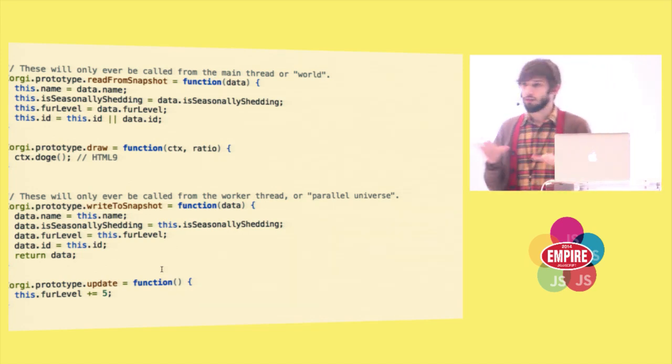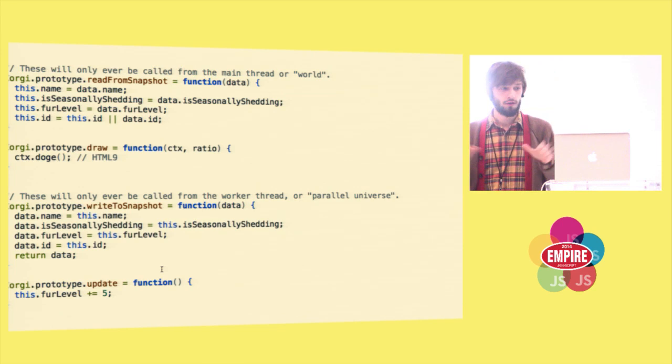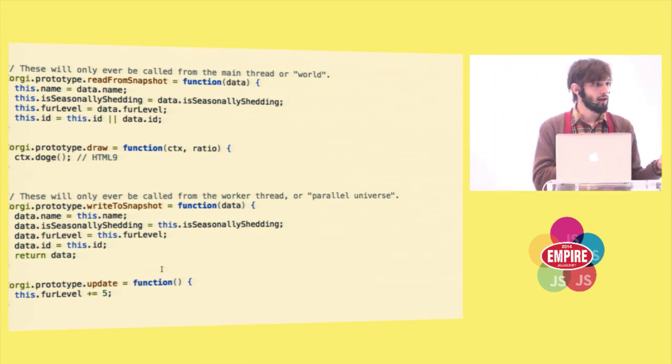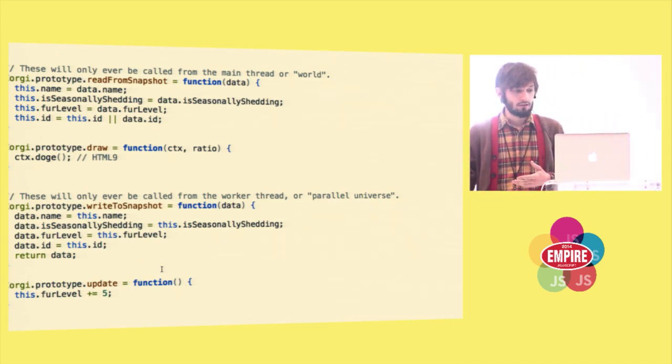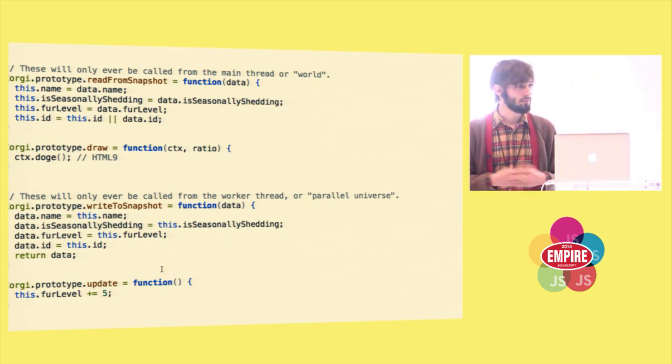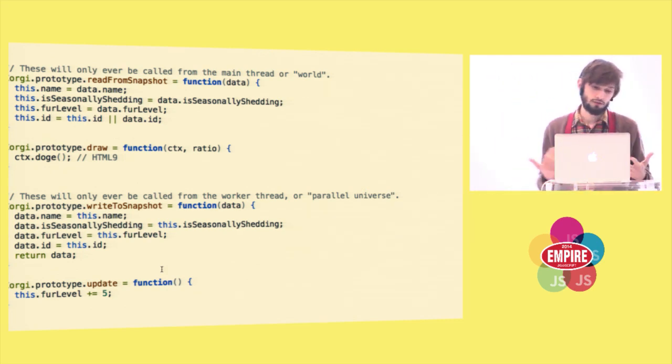And then each of these is basically only going to be called from one of the threads. The main thread, which is doing rendering, is really just a read-only thread. So it reads the data in, and then it draws. The worker thread is calling write to snapshot once it updates the entity to actually send the data out, and then it also calls update once, just to update the state of this thing. So my dog is just always shedding.